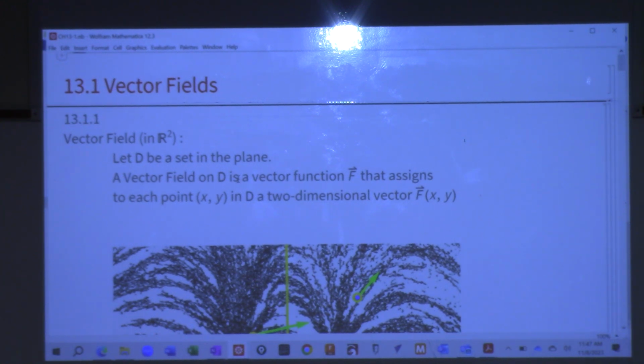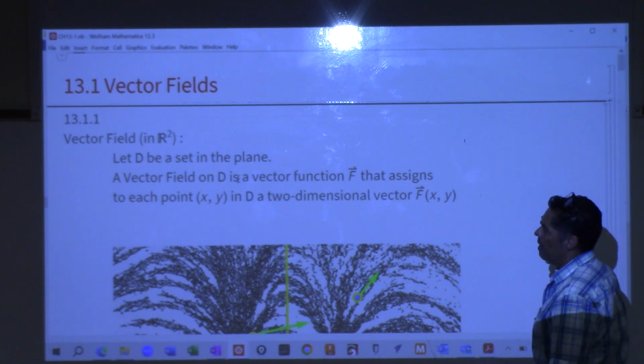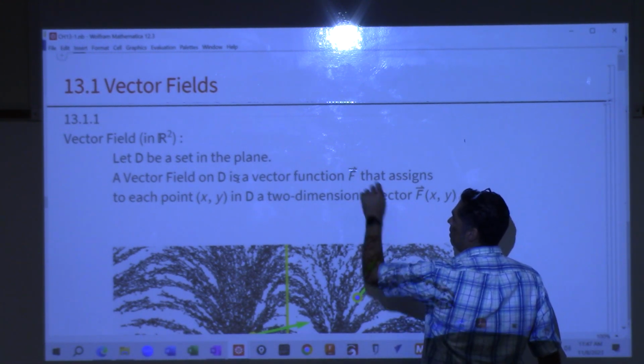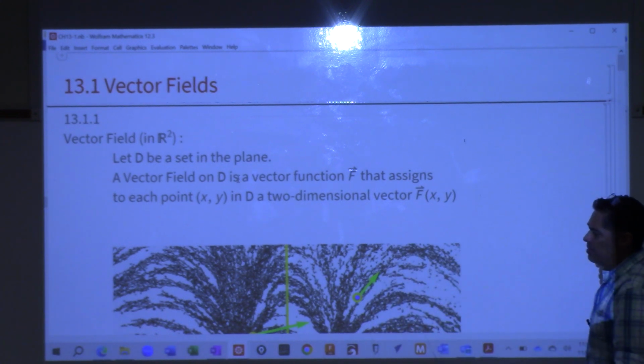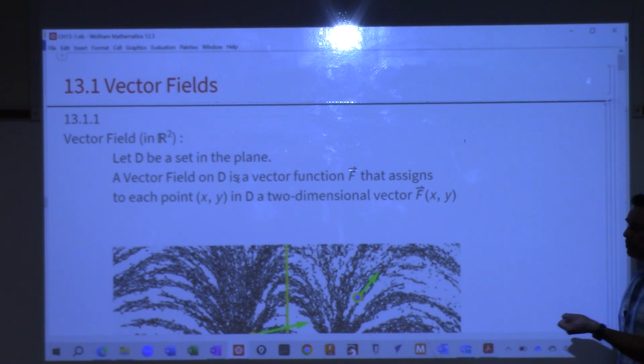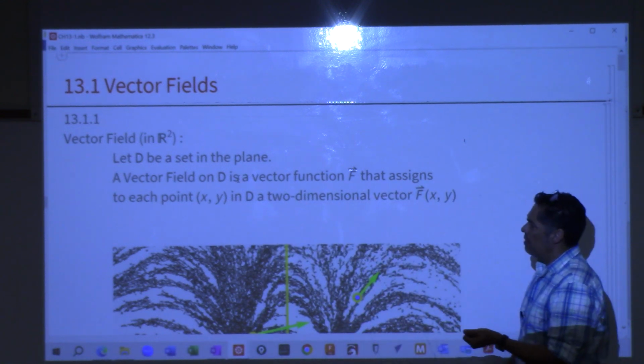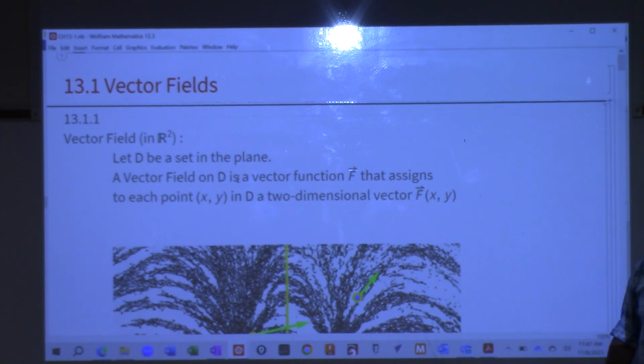A vector field, on the other hand, is a function, capital F with a vector on top of it. What it does is it takes an input. The input is a point, and then at that point, it assigns a vector to that point.